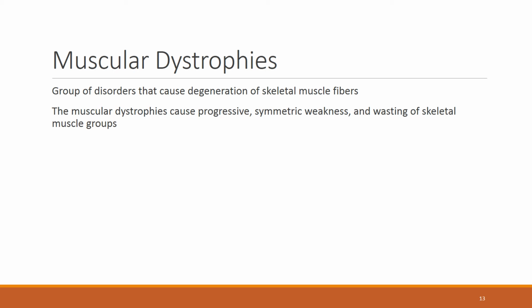Muscular dystrophies are certainly a big group of disorders that can cause degeneration of the muscle fibers, and in this case the degeneration of muscle fibers will cause weakness and wasting of muscles. Also, one of the bigger problems with it is that it can affect the respiratory muscles, ultimately resulting in respiratory arrest or the need for artificial or mechanical ventilation.